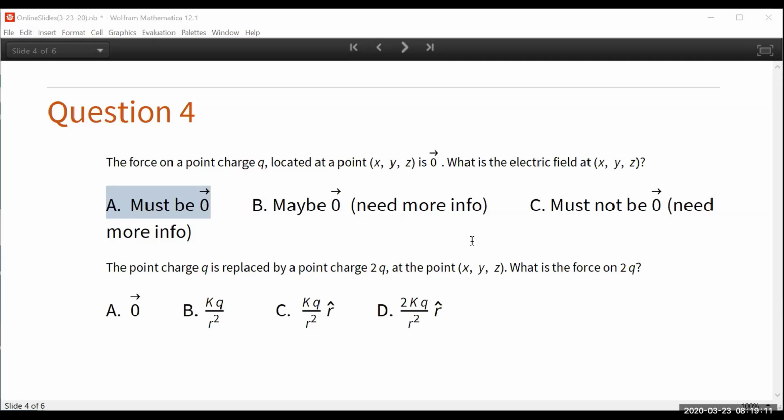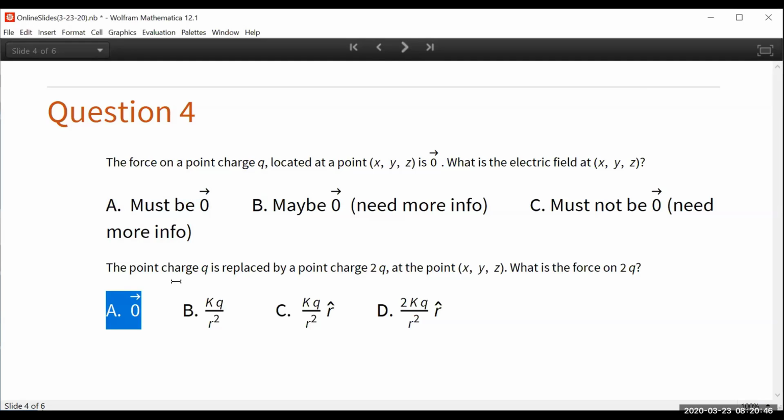Okay, now let's do the second part. The point charge Q is replaced by a point charge 2Q at the same point. So wherever the Q was located, where the force on it was 0, I have taken that charge Q and replaced it with double the charge. What is going to be the force now on this 2Q charge? The correct answer is still 0.